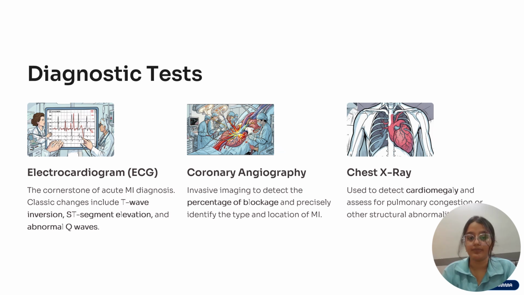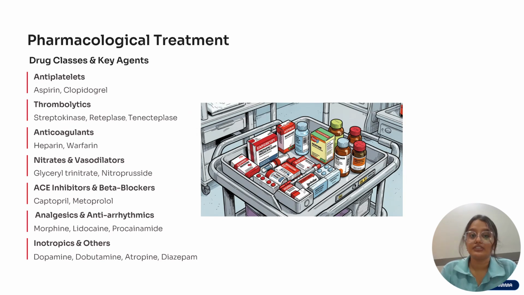Coronary angiography is an invasive imaging test to detect the percentage of blockage in the coronary artery and precisely identify the type and the location of the MI. Chest X-ray is used to detect cardiomegaly, meaning enlargement of the cardiac muscle, and excess pulmonary congestion or structural abnormality. Now the pharmacological treatments.